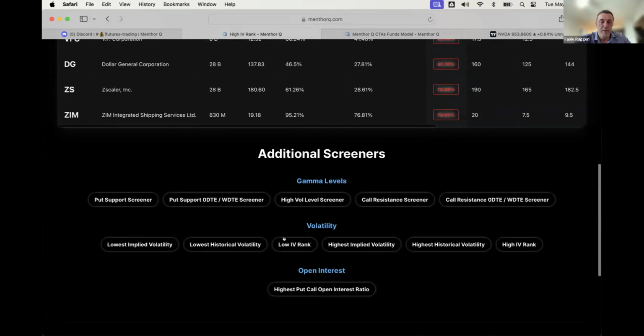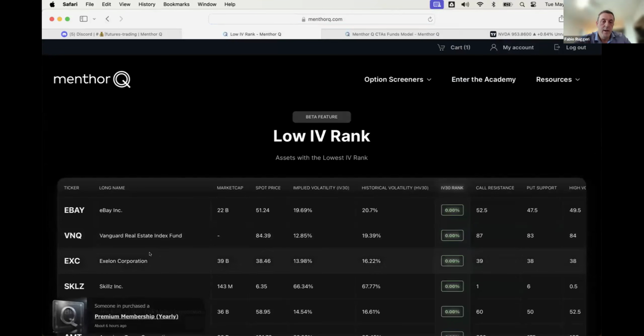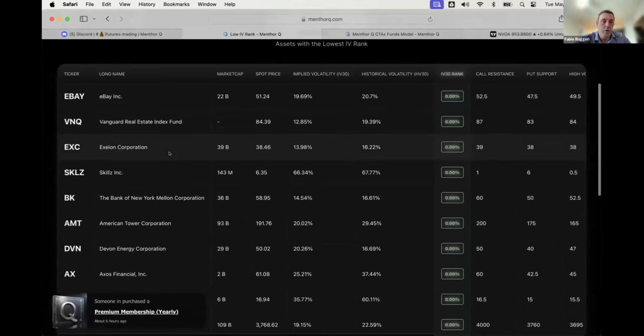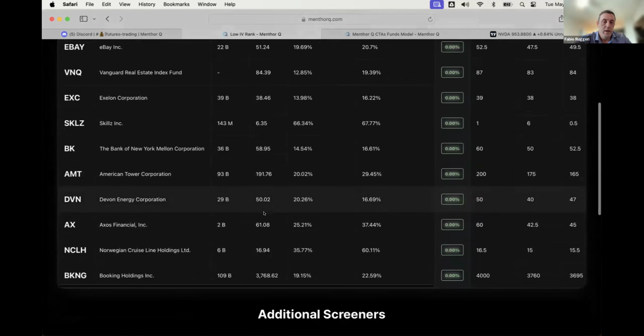Maybe you want to do the opposite, where it's more like buying options. And then you want to see what are the cheap companies that I can scan for. Then you can use a low IV rank screener. So in this case, we have eBay or Norwegian Cruise Lines, for example.